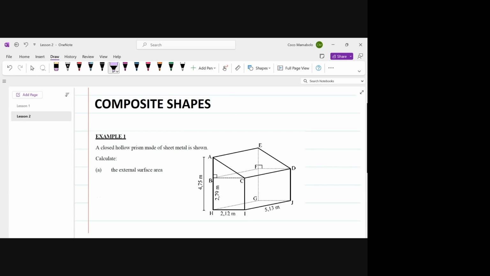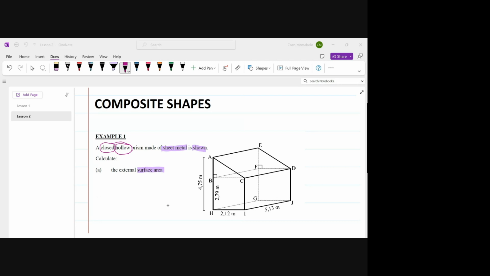The question says, a closed hollow prism made of sheet metal is shown. Calculate the external surface area. There's a very important part we need to look at here. First, it's closed, which means the top is not open and the bottom is not open. Very important for us to know. That means everywhere has been closed up, so the surface on every side is there. But it also says it's hollow, which is also very important to consider.